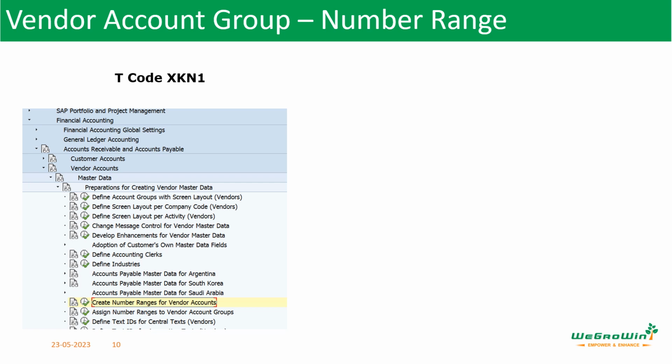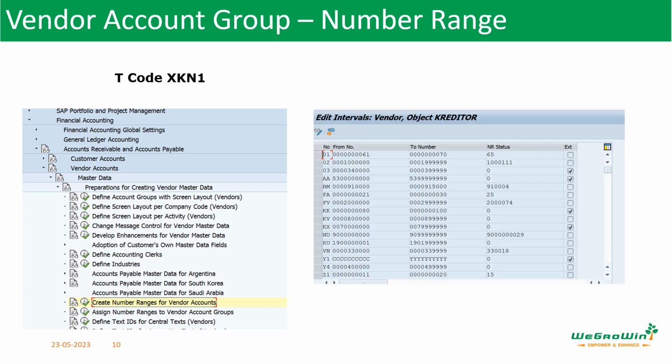Next, for the vendor account group, a number range has to be created. This is created through the transaction XKN1 or through the menu path shown here. When defining vendor number ranges, remember that vendor numbers, like material numbers, can be externally defined or internally assigned. Right? Externally assigned or internally assigned.